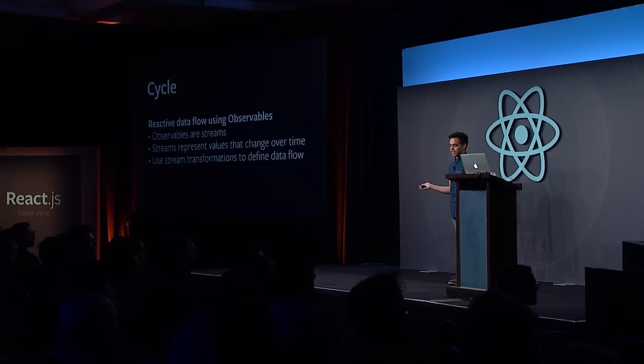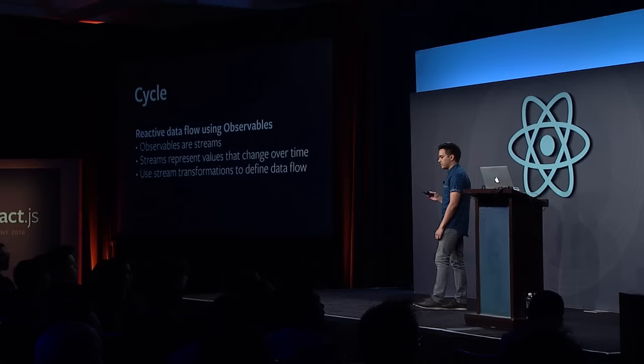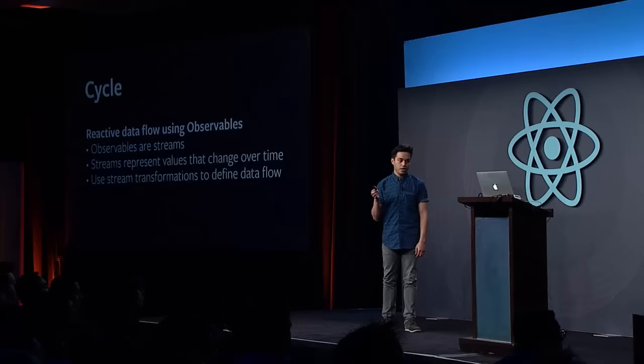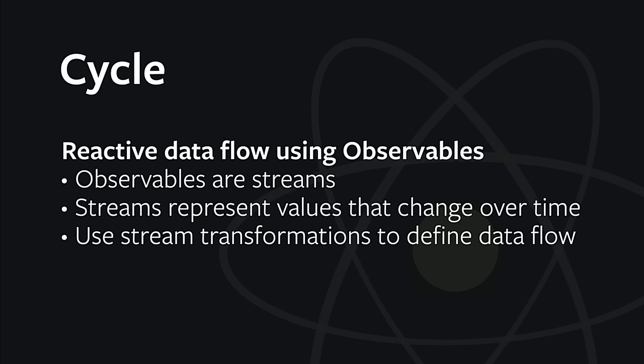So let's compare this to Cycle. Cycle doesn't have an imperative API like setState. Instead, it describes data flow using an asynchronous primitive called observables. Observables are streams of data. They represent values that change over time. They're often conflated with events because you can subscribe to them. But the thing that makes observables special is that you can apply composable stream transformations to them.